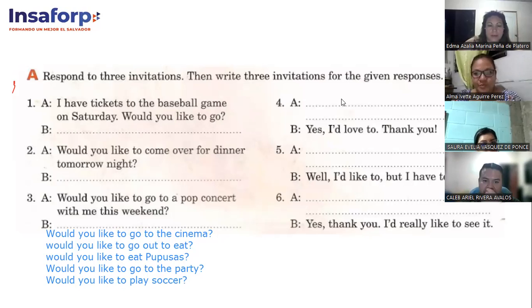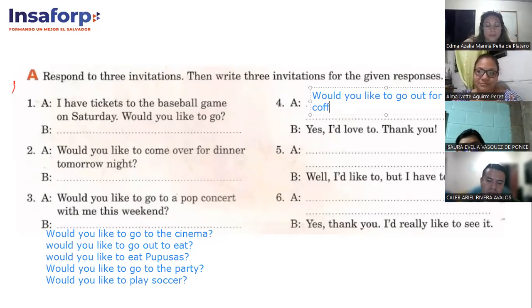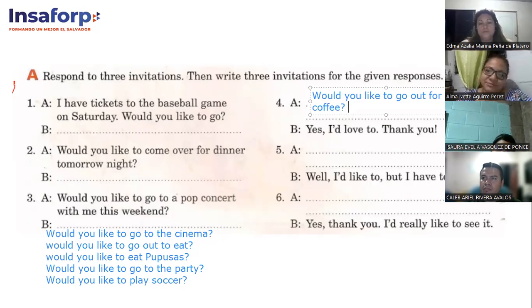And now we have to make the invitations for the given response. It says, yes, I would love to. Would you like to go maybe take a coffee? Okay, would you like to go? No, because I see the context, but it's okay, it could be any. Would you like to drink a coffee? Would you like to go out for a coffee? Would you like a cup of coffee?